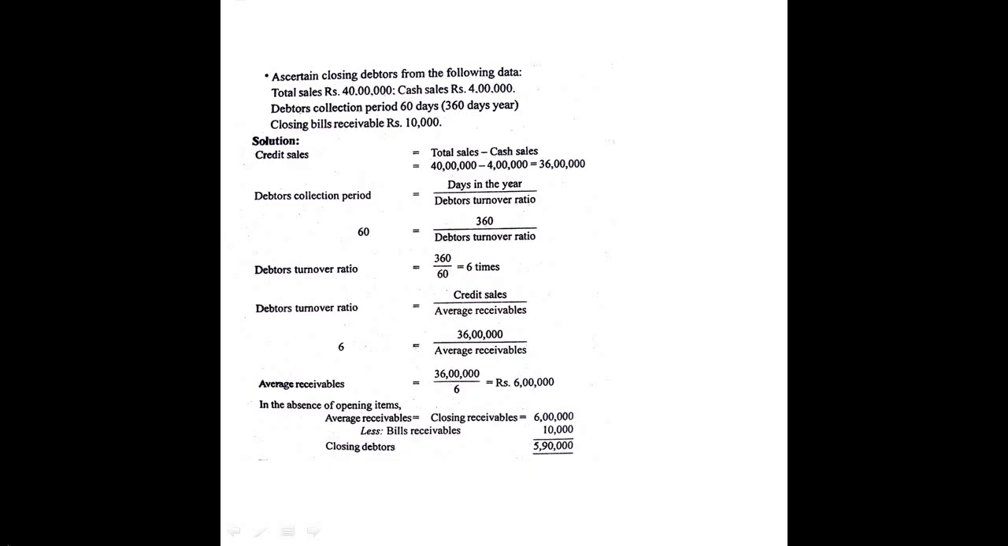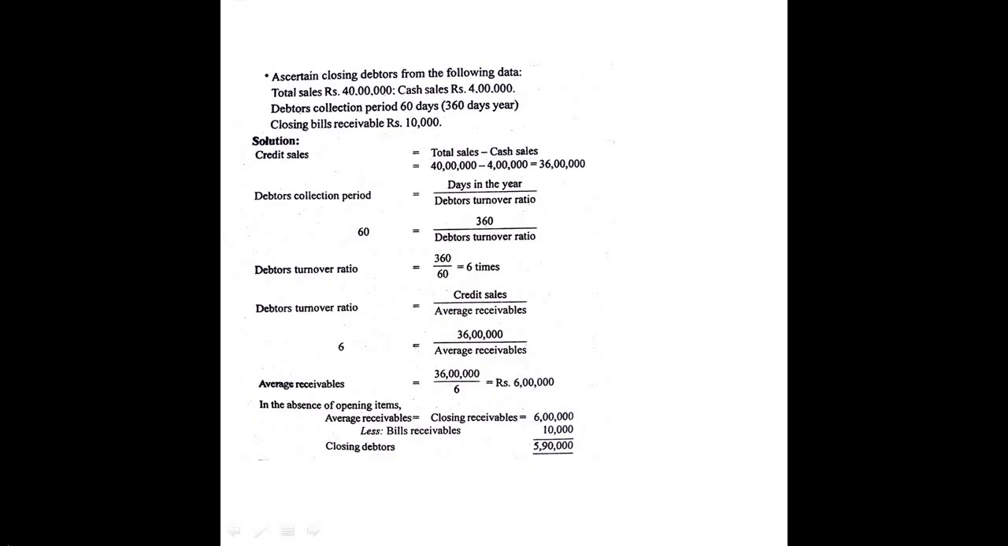So debtors collection period equal to days in the year divided by debtors turnover ratio. Debtors collection period, the problem they given 60 days equal to days in the year, the problem they given 360 days divided by debtors turnover ratio. So debtors turnover ratio equal to 360 divided by 60 comes on 6 times.